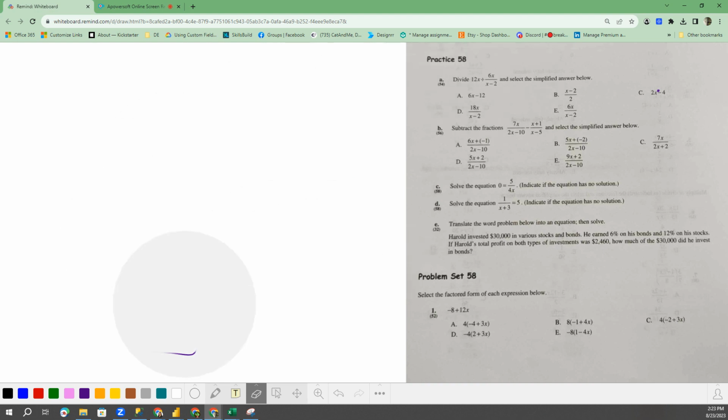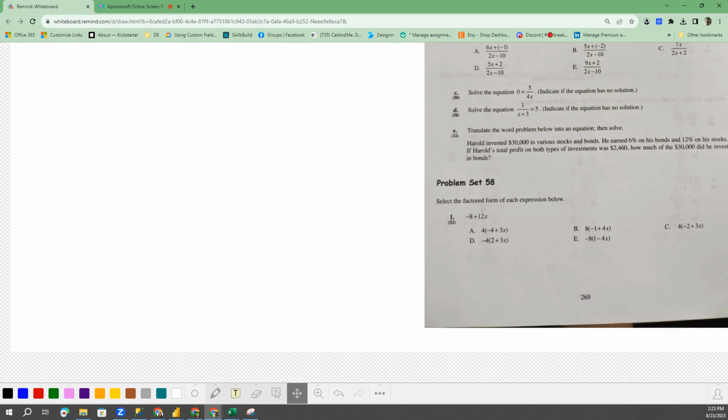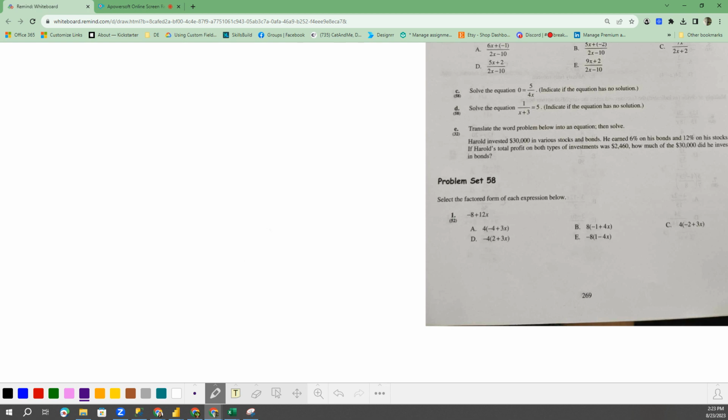All right, I'm not going to do the word problem. I will move on to number one. Okay, so it's a select the factored form. So it says factored form. There's no equal sign. So therefore, really you just need to find the common factor. So negative 8 plus 12x. You have two terms here. What is in here that's also in here? Well, you have a negative 8, so you can factor out negative 4 or positive 4. This is a multiple choice, so one or the other.